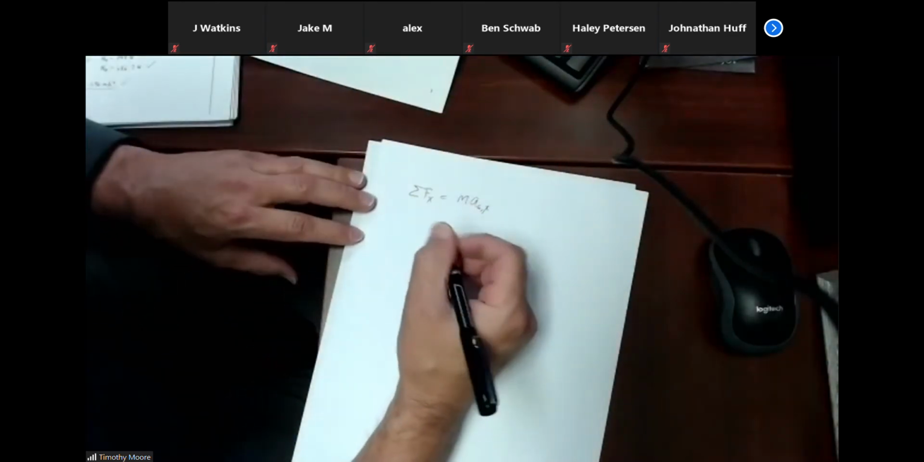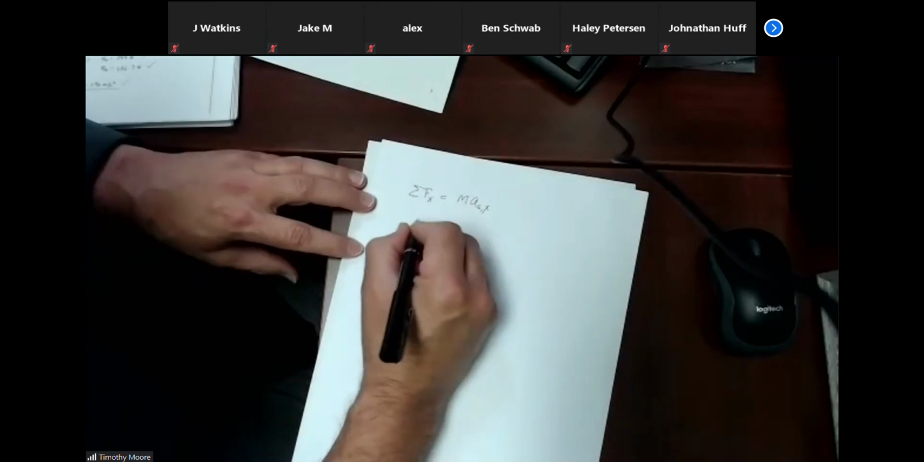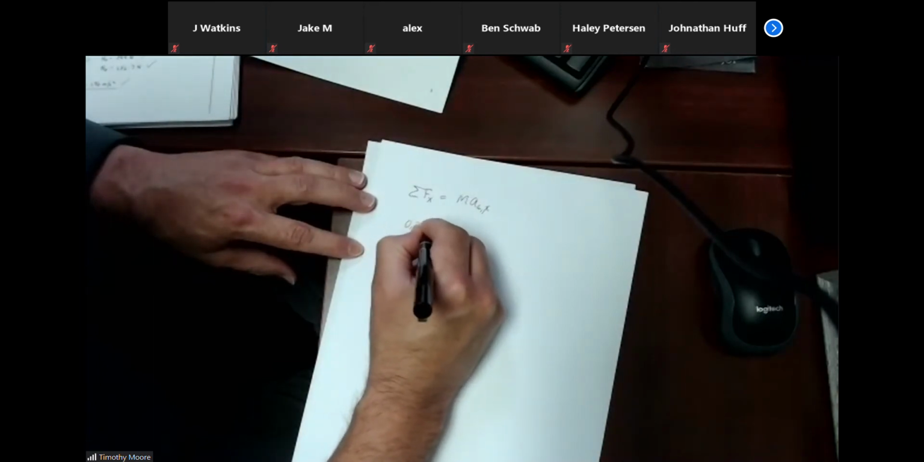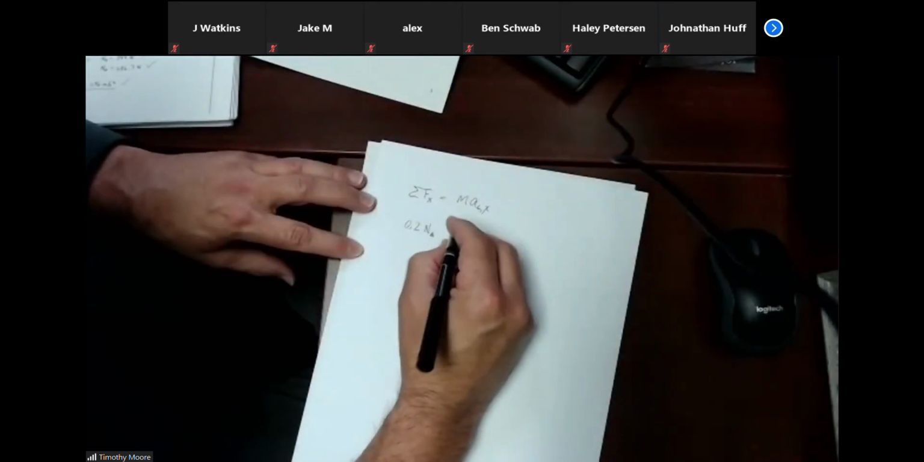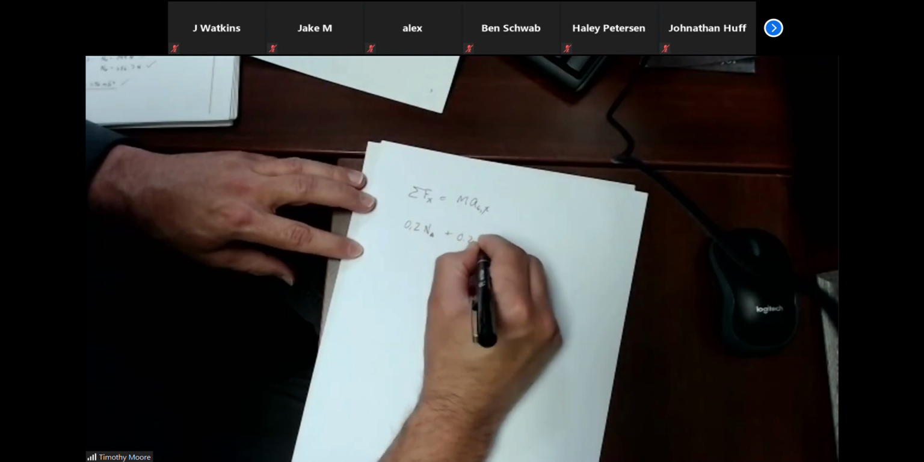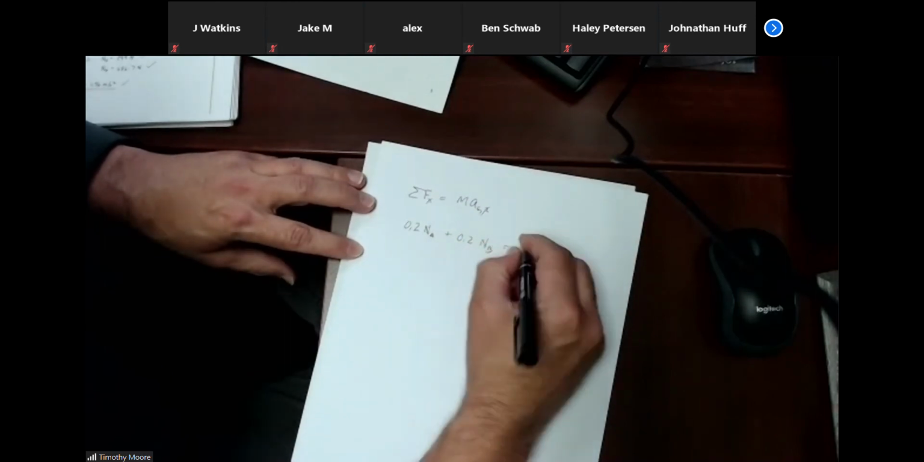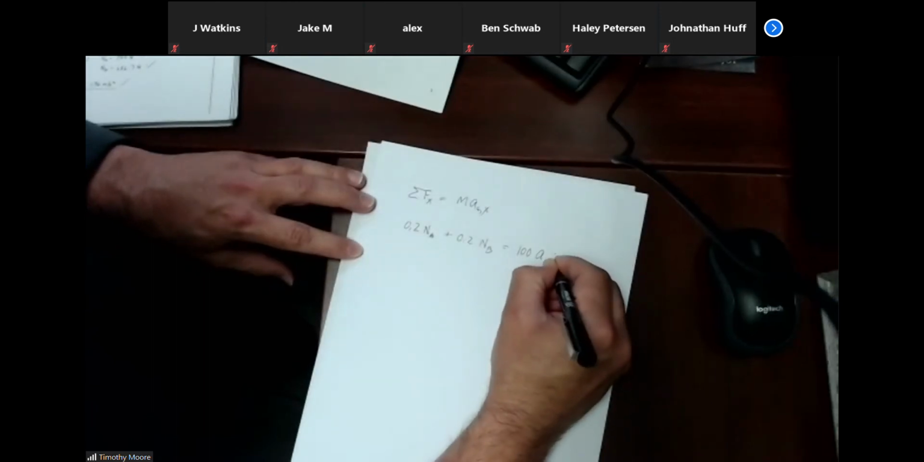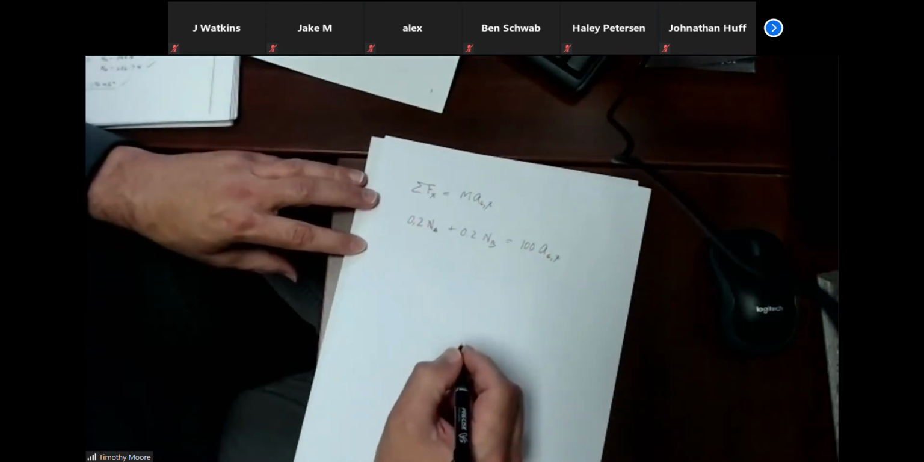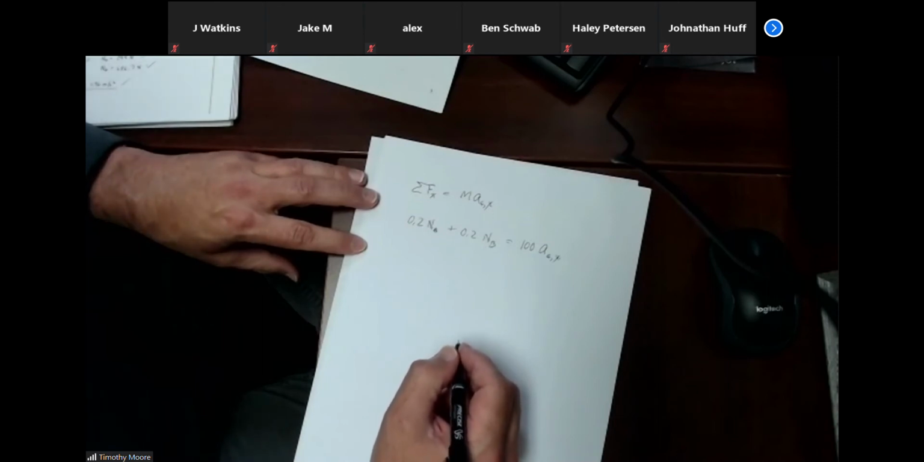All right, because friction always opposes motion. And so I have 0.2 times the normal force at A, which is the coefficient of friction times the normal force at A, plus 0.2 times the normal force at B, is equal to the mass, which is 100, times the acceleration of mass in the x direction. All right, so we have one equation, three unknowns.